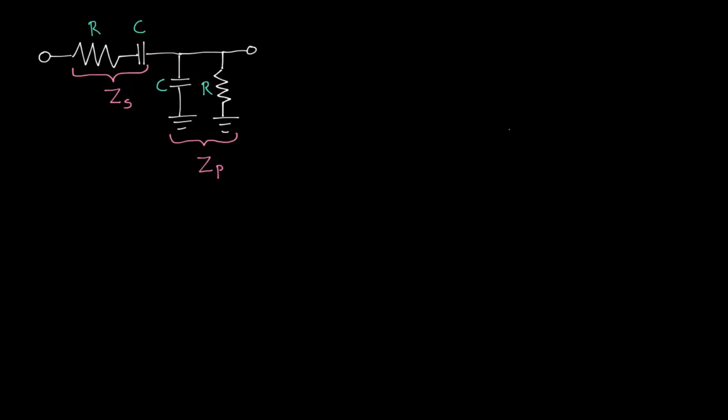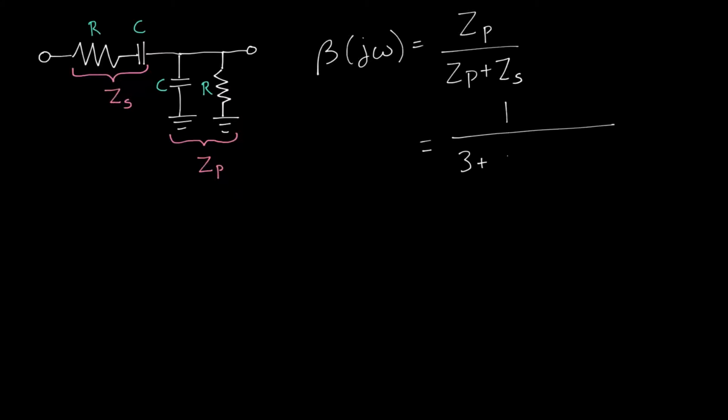Beta can be found in the same way as in the previous question, by applying a ZS for the series components and a ZP for the parallel components. We can then set up beta as a simple voltage divider, as follows. If you now fill in the component values, you will finally get the following equation after some rewriting.